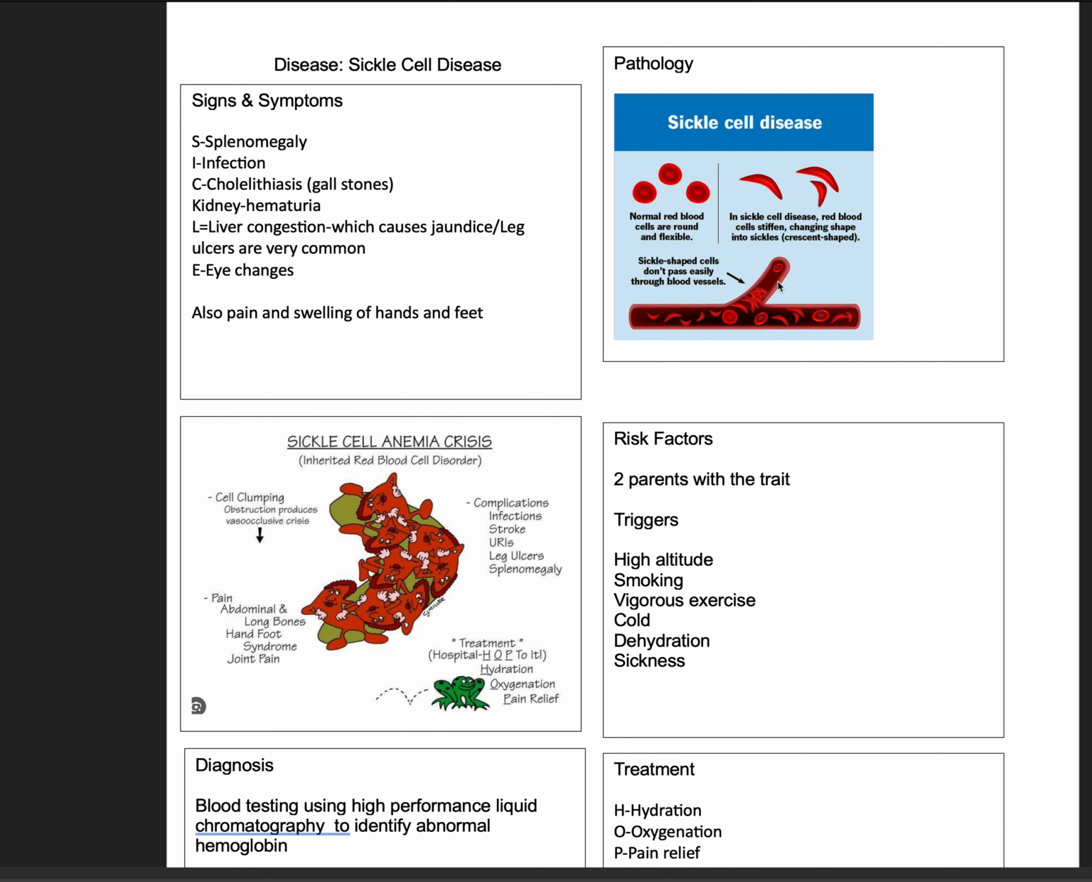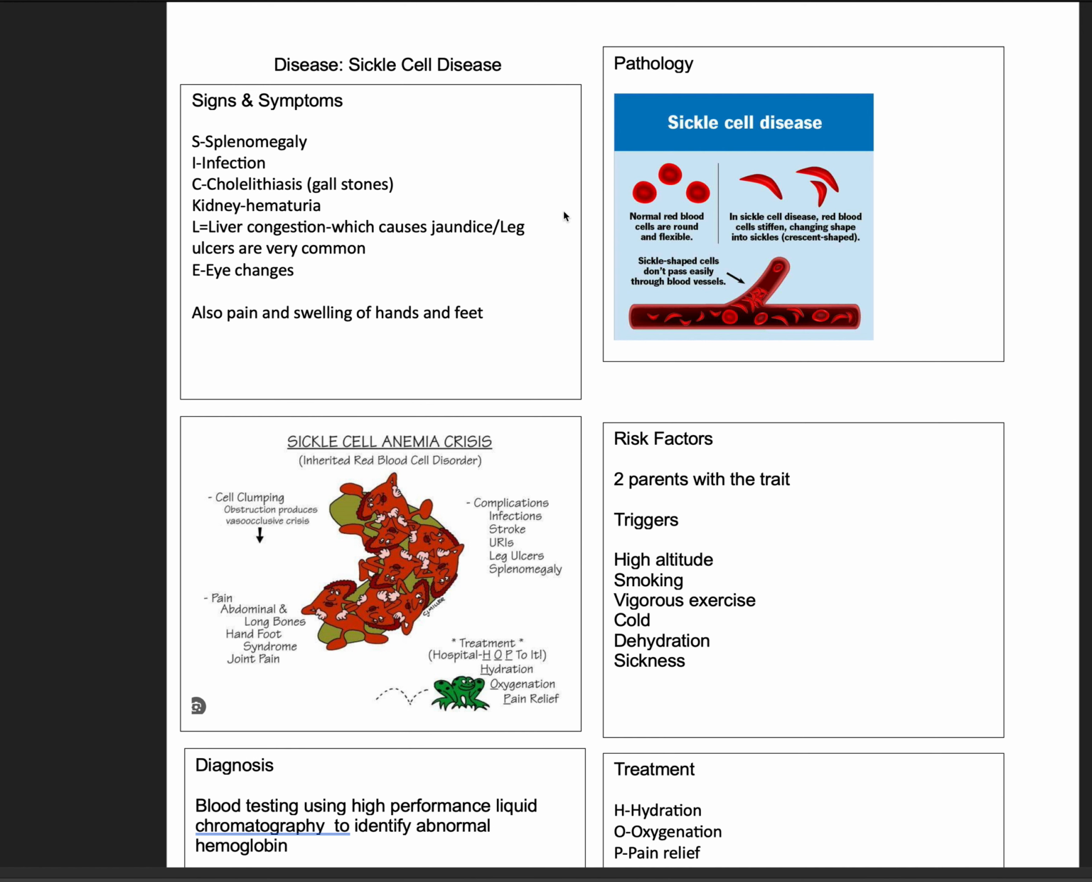occlude the blood flow. Because of that, the signs and symptoms are going to be splenomegaly, because these sickle cells get caught in the spleen, and so then the spleen gets very big and bloated. The spleen filters our blood and helps prevent us from getting infections. Well, in a sickle cell crisis, the blood is not going to be flowing through the spleen as well, so people with sickle cell disease are at high risk for infections.